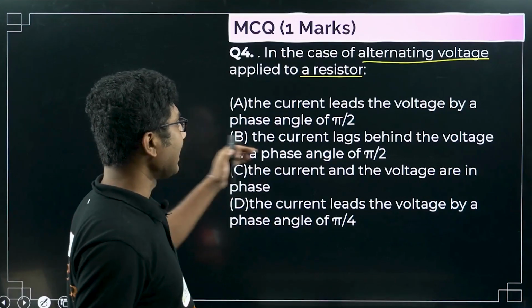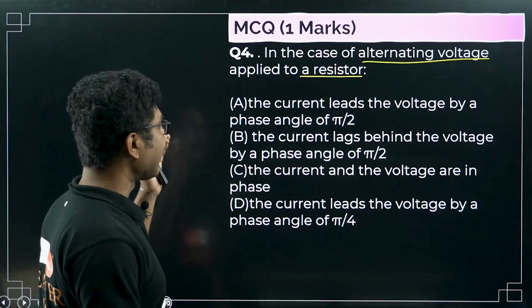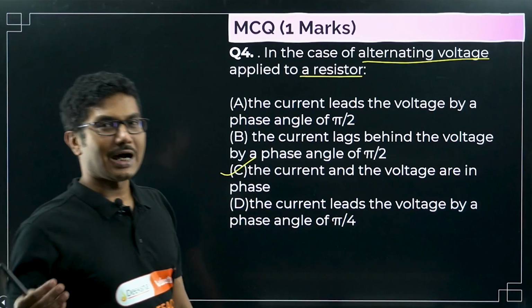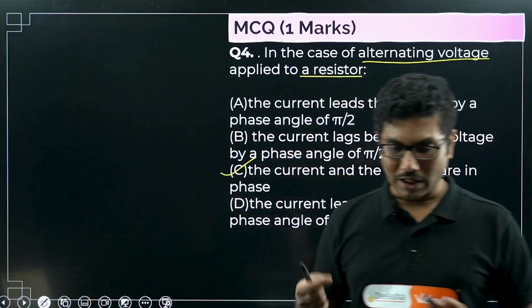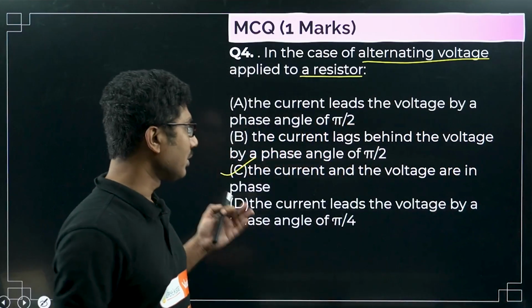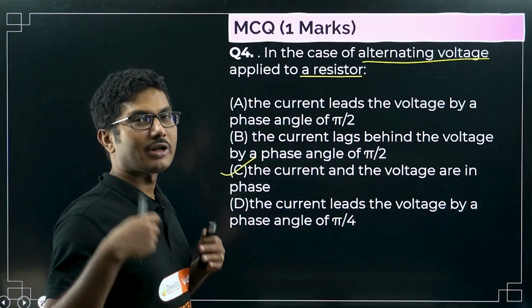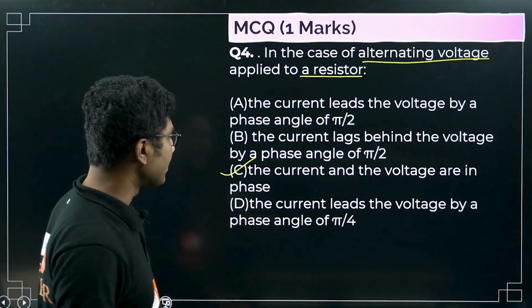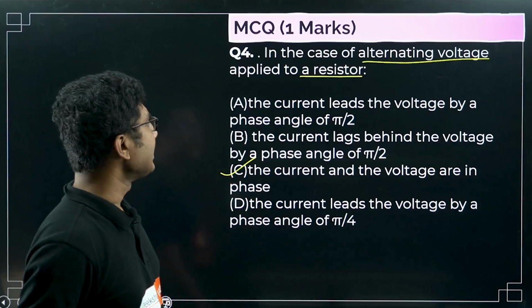Okay. The current lags behind the voltage by a phase angle of pi by 2. Incorrect. The current and voltage are in phase. Yes, current and voltage are in the same phase, or in phase. Both are the same term, so don't get confused if they mention that current and voltage are in the same phase, or in phase. Current leads the voltage, obviously this is not correct. So from these options we can see that option C is correct.